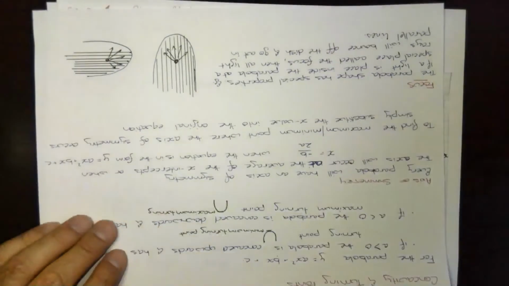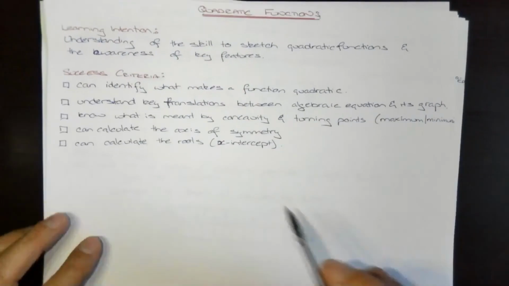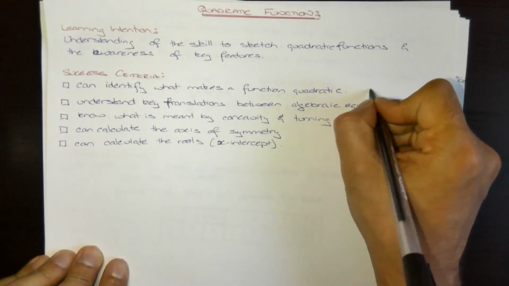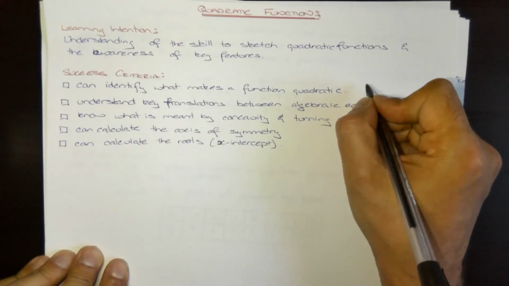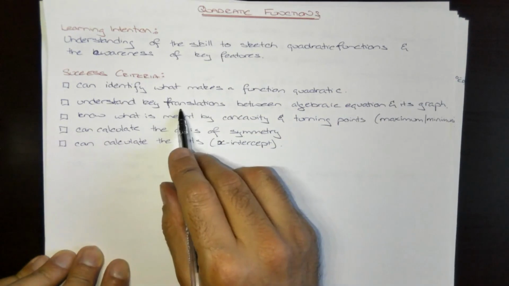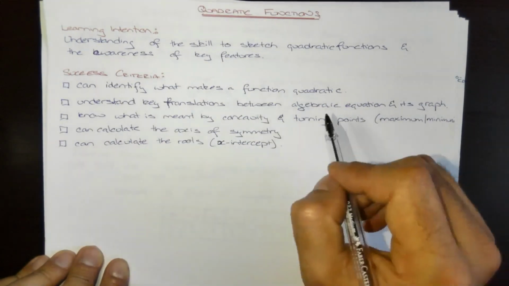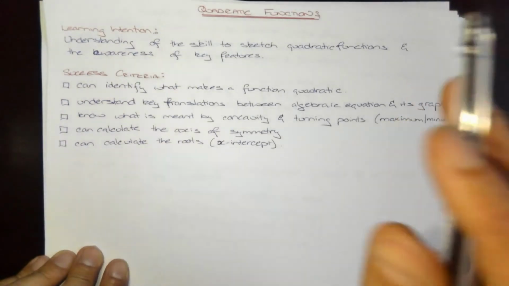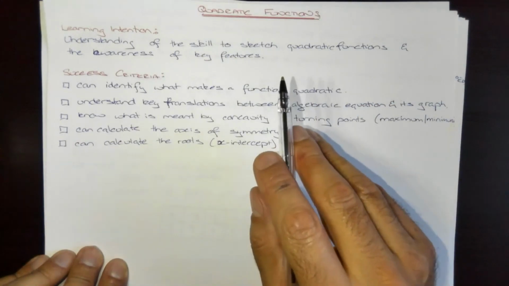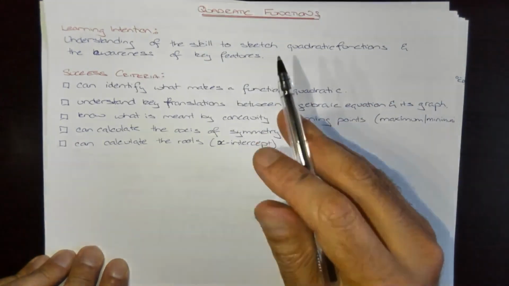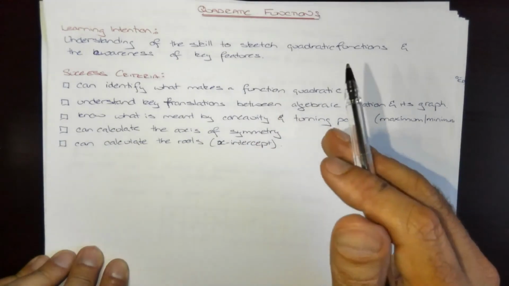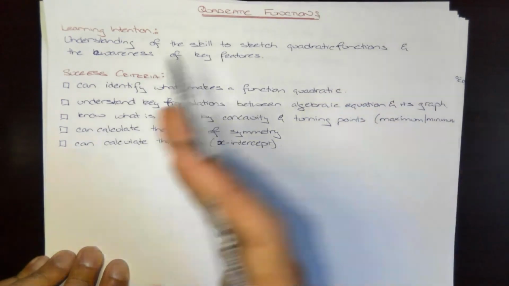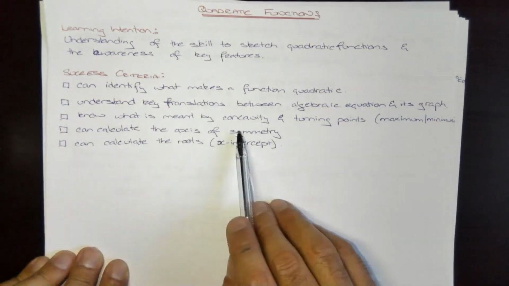So looking back at our success criteria, we need to be able to identify what makes the function quadratic, which is obviously anything where the power is to the degree of 2, so x squared. Understand key translations. So a negative x squared makes a sad parabola, x squared plus k shifts it up, x squared minus k shifts it down, x minus k all squared shifts it by positive k, so it shifts it to the right, and obviously if we have a plus k, we'll shift it to the left. Know what's meant by concavity and turning points, like a maximum or minimum.